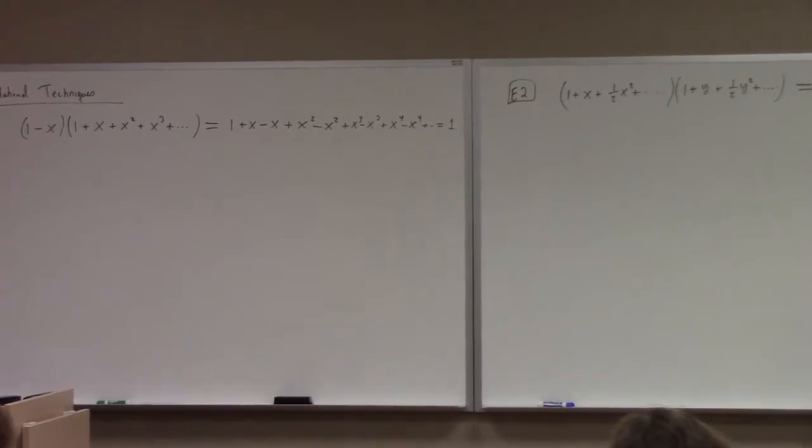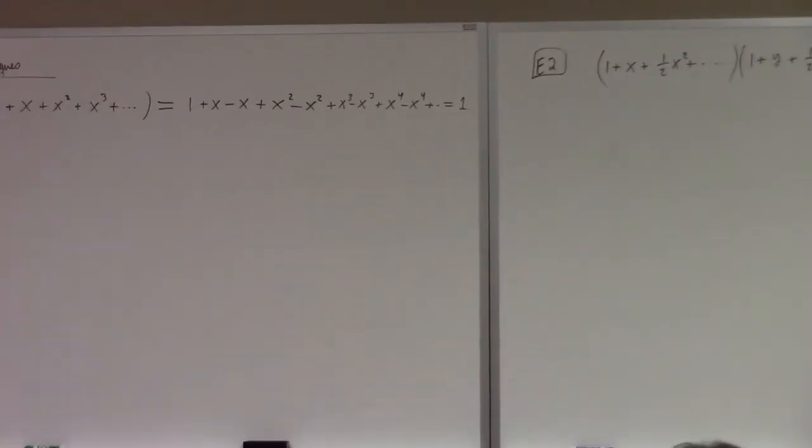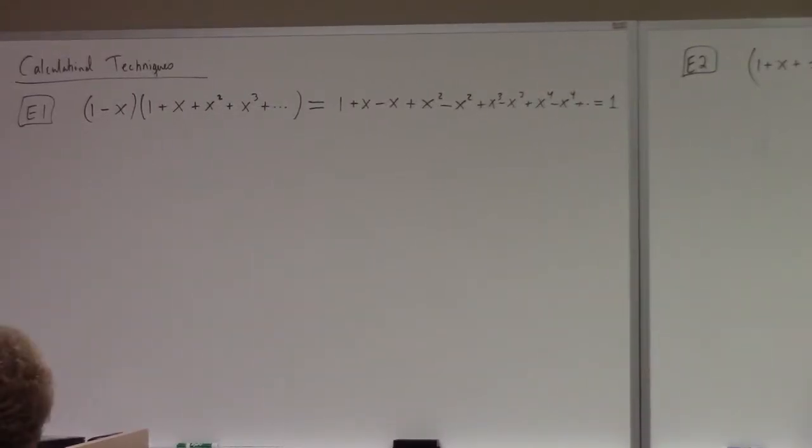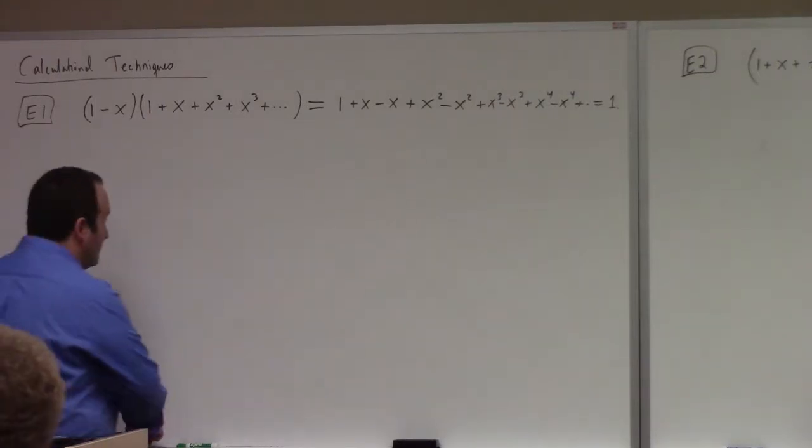Cool. I'm just going to zoom in a bit. Buying me some time for people to think. So, explain this to me. Why is it 1? What's this?